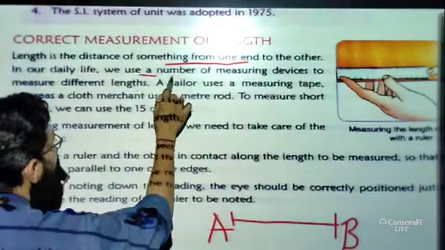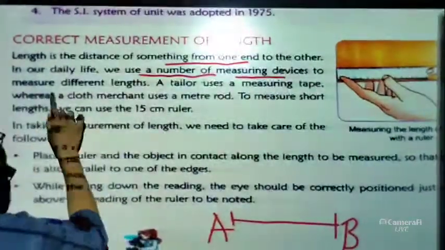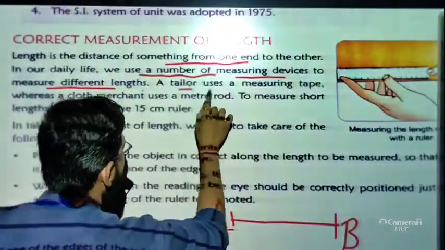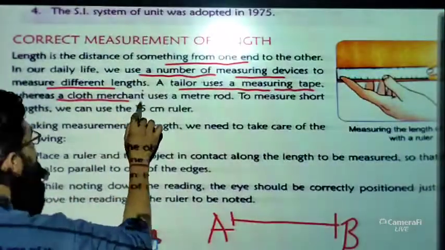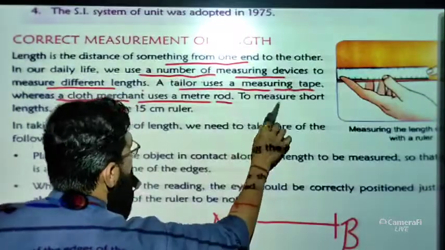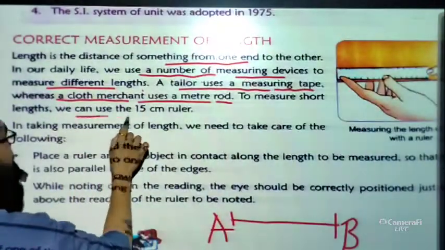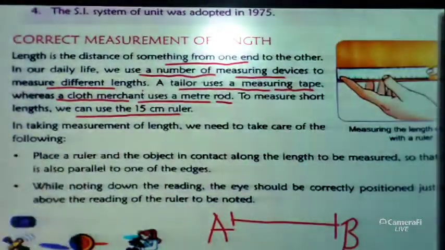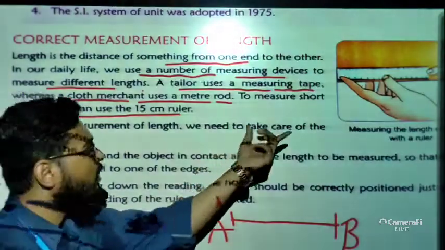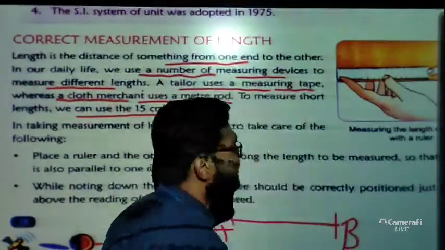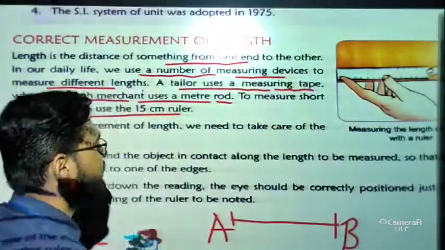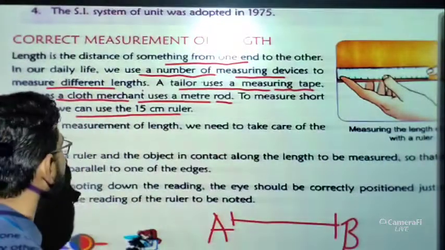In our daily life, we use a number of measuring devices to measure different lengths. A tailor uses a measuring tape, whereas a cloth merchant uses a meter rod to measure short lengths. We can use the 15 centimeter ruler. Ruler we all have used. You can see this is the ruler. In math classes, a ruler is actually needed. So all of you are familiar with this term.